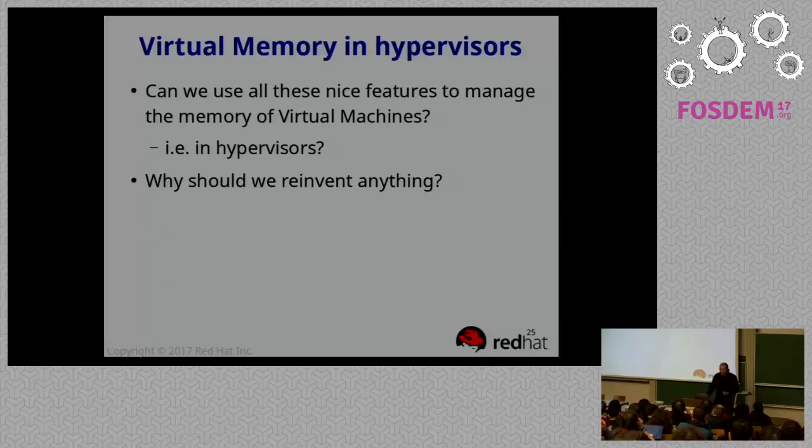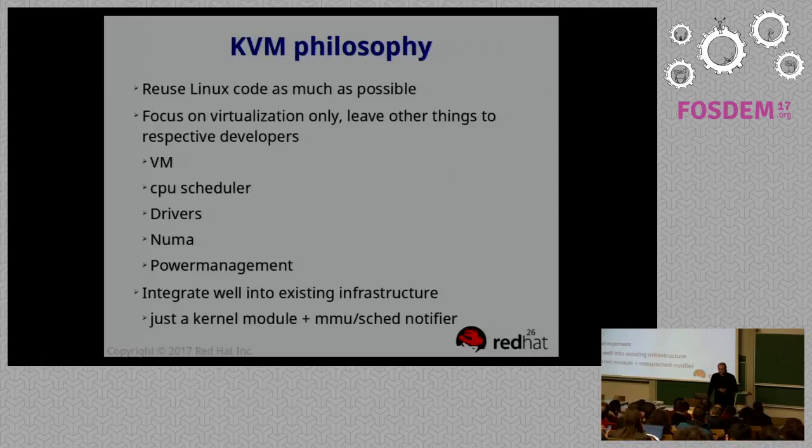So how can we use all these features in virtual machines, to run a virtual machine in a hypervisor? Why should we reinvent anything? I mean, we already have virtual memory, scheduler, and in fact, we don't, because we use KVM. And the whole point of the KVM philosophy is to use the Linux code as much as possible. All the things I described work in the host, but they already optimize the guest. So we don't have to rewrite anything at all. And in fact, NUMA balancing was as important for other applications as for virtual machines. Not much difference.